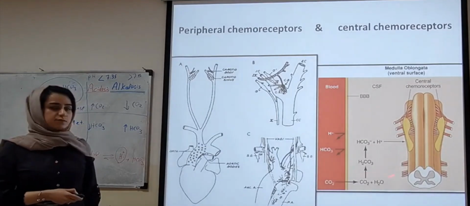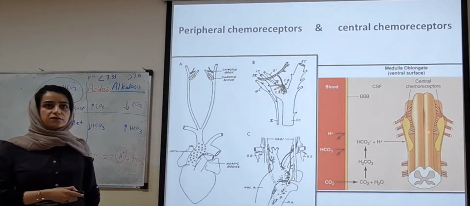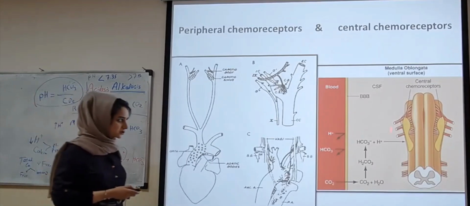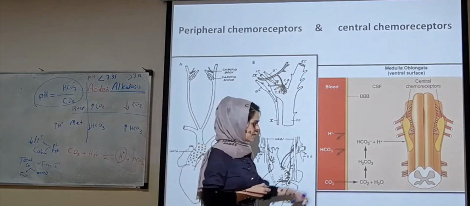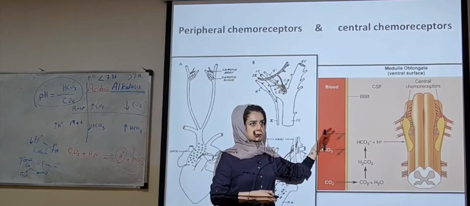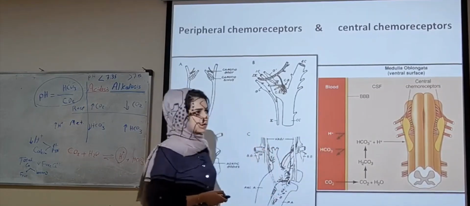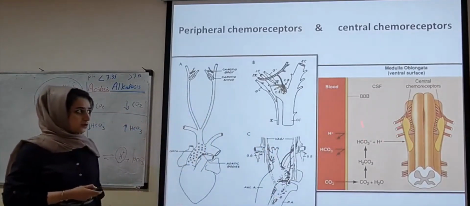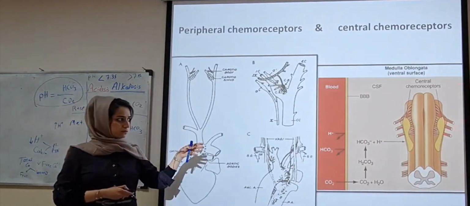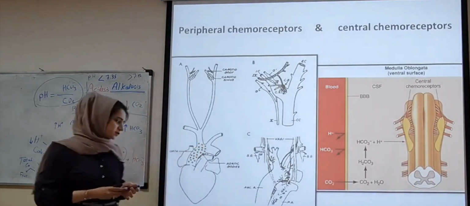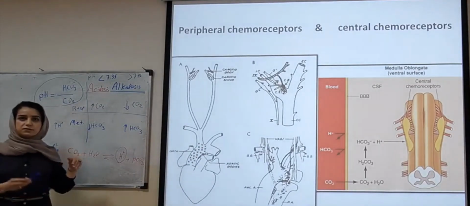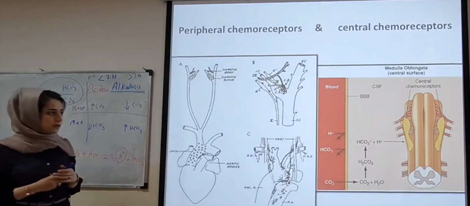Only CO2 can pass the blood-brain barrier, but the central chemoreceptor has no receptor for CO2. So how does it send the change in the CO2? And another question: it has receptor for the H, or senses H, while the H cannot pass through the blood-brain barrier. So why does it have receptor for H in that case? Because, as you know, when CO2 passes to the CSF, it will convert by binding to the H2O. It will convert to H2CO3 and dissociate to H and HCO3.